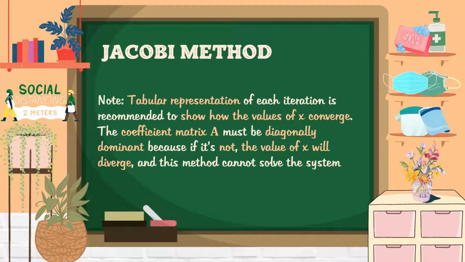Note that a tabular representation of each iteration is recommended to show how the values of x converge. The coefficient matrix A must be diagonally dominant because if it is not, the values of x will diverge and this method cannot solve the system.